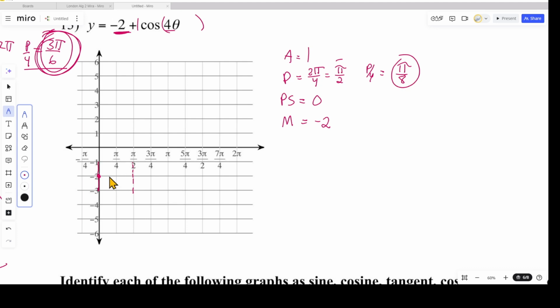Then my quarter periods are pi over 8, which I can just cut this in half and then cut those halves in halves. But yeah, that is pi over 8. And cosine starts high, middle, low, high. Oh, middle, high.